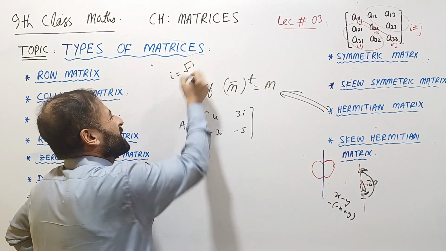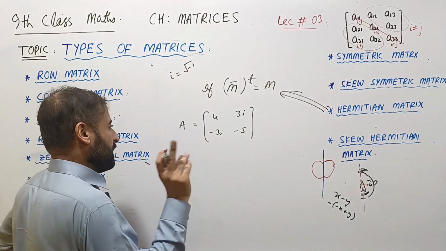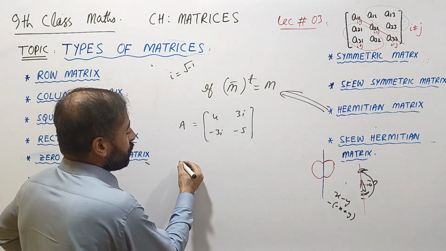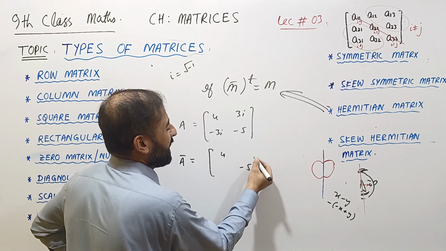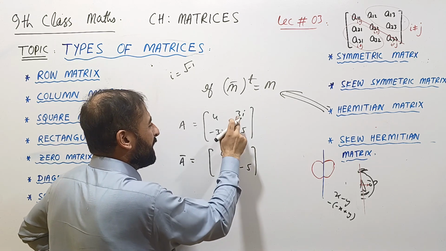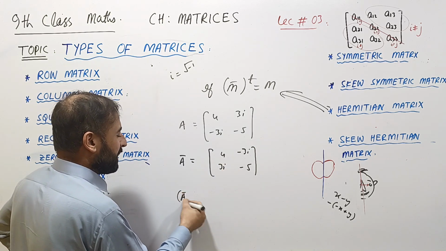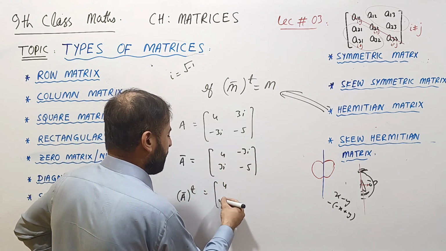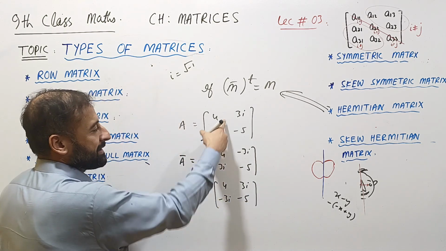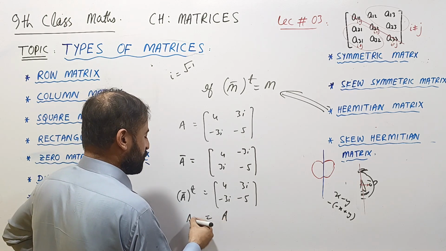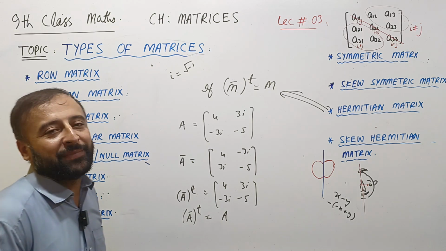Iota is a number whose value is under root minus 1. I will discuss this in the next chapter, number system. So if I take the conjugate, I can't change the sign of real numbers which do not contain iota. The signs of the numbers having iota will be changed. Now, if you take the transpose, the first row will become the first column and the second row will become the second column. It is A. A conjugate whole transpose is equal to A. It is a Hermitian matrix.